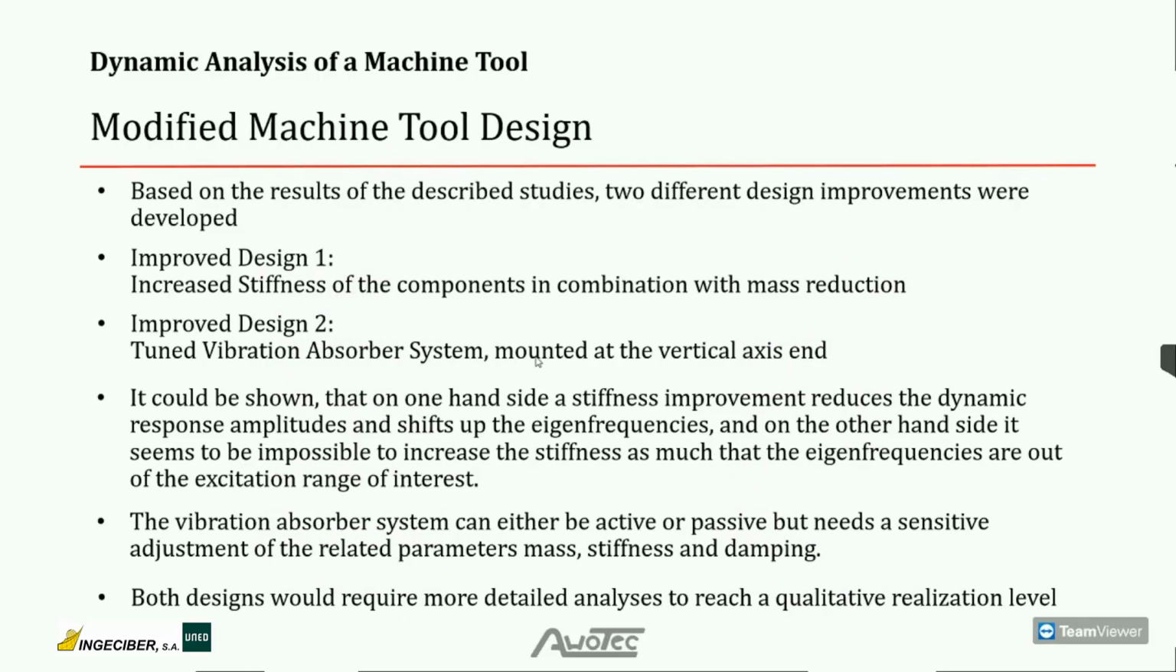So based on this performed analysis, a modified machine tool design was developed. More in detail, 2 different design attempts were done. The first one was just an increase in the machine stiffness in combination with a best possible mass reduction on the machine. So this was strategy 1. The second strategy was to use a tuned vibration absorber system mounted at the vertical axis end and try to reduce the vibration response with such a system.